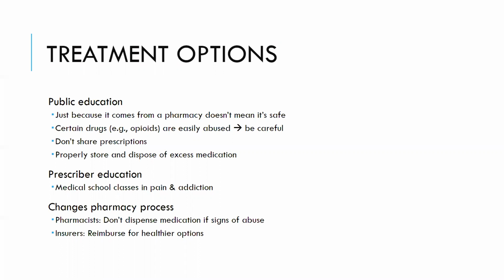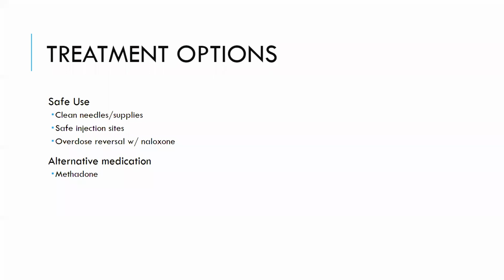Ideally, there would also be changes with respect to the pharmacy process. So pharmacists not dispensing medication if there are signs of abuse, or being aware of the number of prescriptions a person has and potentially being able to deny access if the person's coming in with scripts for multiple emergency departments, for instance. It would also be great if insurers could reimburse for healthier options.